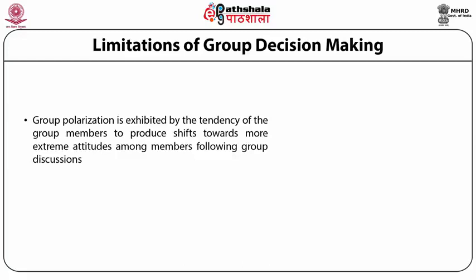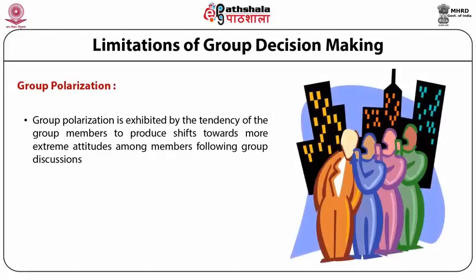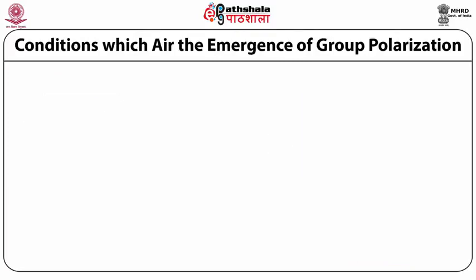Another limitation of group decision making is visible in terms of group polarization. Now, this group polarization is exhibited by the tendency of the group members to produce shifts towards more extreme attitudes among members following group discussions. Conditions which aid the emergence of group polarization. Now, it's important to understand what gives rise to group polarization.